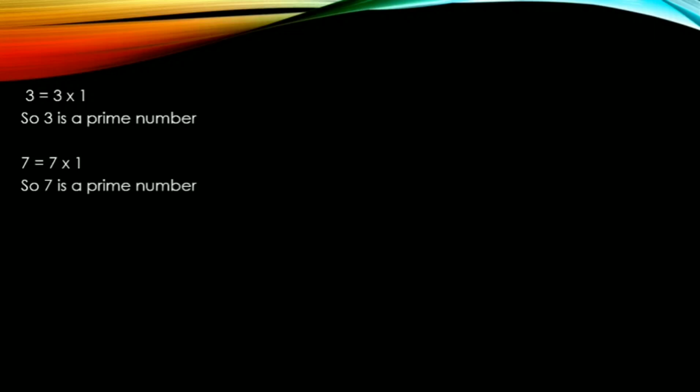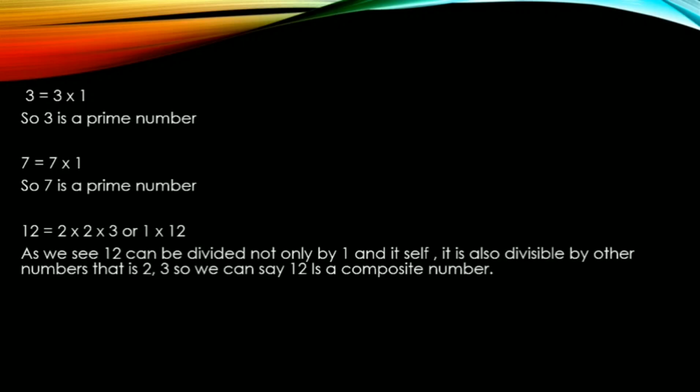Now let us take 12 and check whether it is prime or composite. We can get 12 when we multiply 12 with 1, or when we multiply 2 with 6, or when we multiply 2 with 2 and 3. So 12 has got more than two factors. The factors of 12 are 1, 2, 3, 4 and 6. So 12 is a composite number because it has got more than two factors.